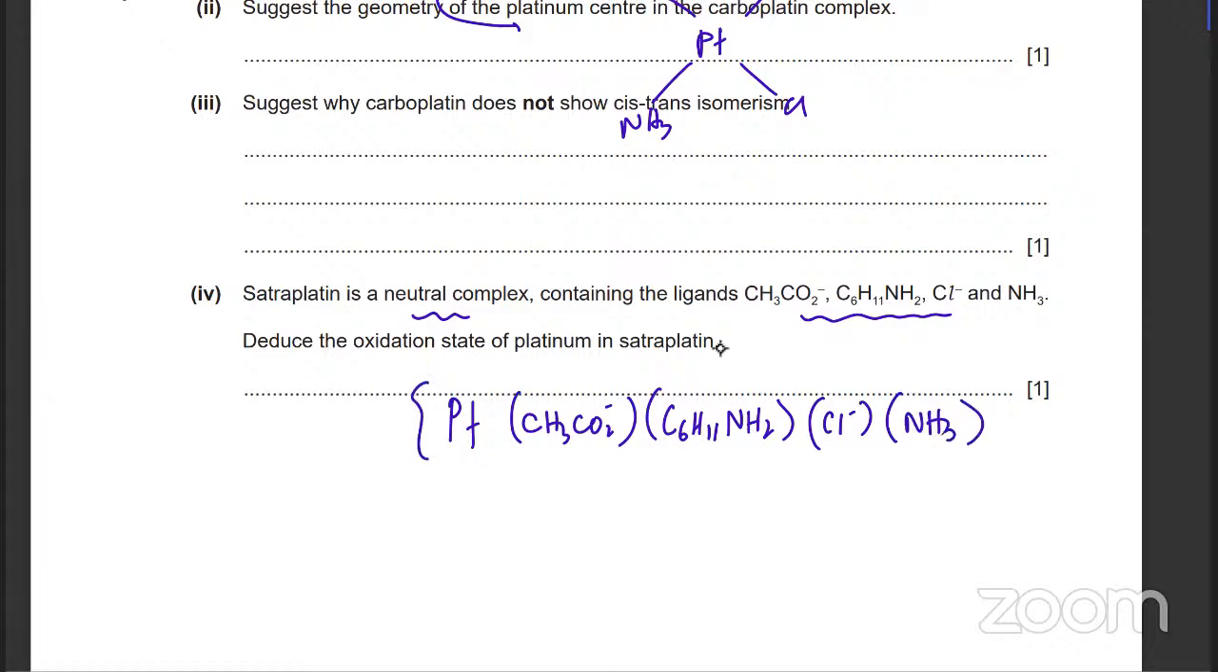So it's a neutral complex. What is the overall charge? The overall charge should be 0. Yeah. This is neutral. This is neutral. This is -1, so platinum has to be +2. DK, is that clear as well?